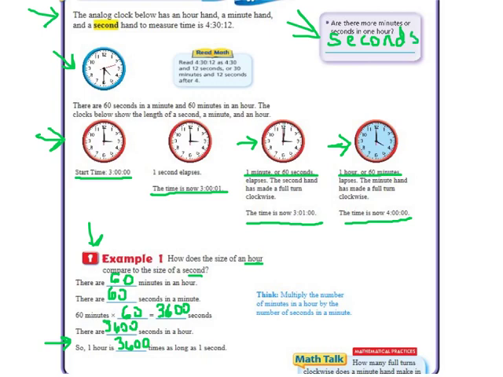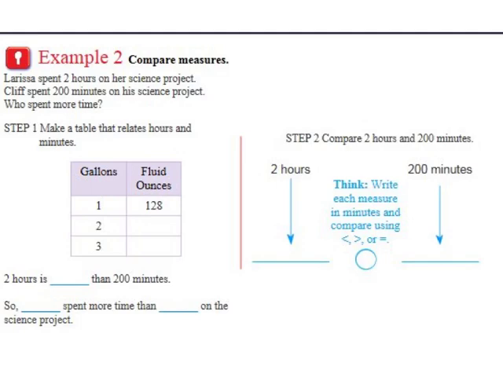Okay, we are going to flip the page over and do page 476. We're just going to do example 2 at the top of 476. It says, Larissa spent 2 hours on her science project. Cliff spent 200 minutes on his science project. Who spent more time? So in other words, they want us to change these hours into minutes in order to compare them. Now we already know that 1 hour is the same as 60 minutes. We have 2 hours, so we're going to have to do 2 times 60 in order to figure out which one has more.